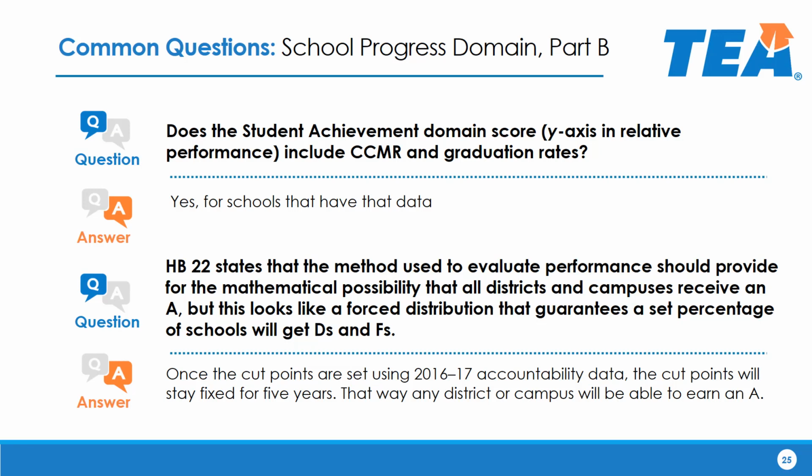House Bill 22 states that the method used to evaluate performance should provide for the mathematical possibility that all districts and campuses receive an A. But this looks like a forced distribution that guarantees a set percentage of schools will get D's and F's. Well, once the cut points are set using accountability data from the 2016-17 school year, the cut points will stay fixed for 5 years. That way, it is mathematically possible for every district and campus to earn an A.